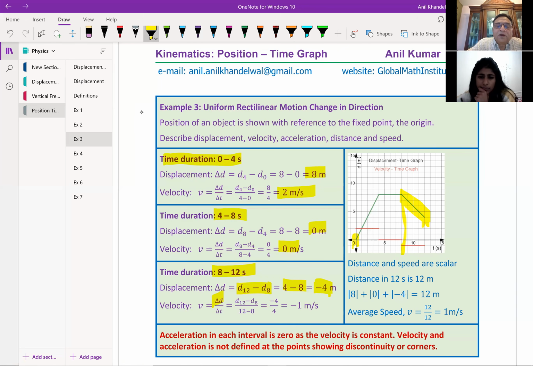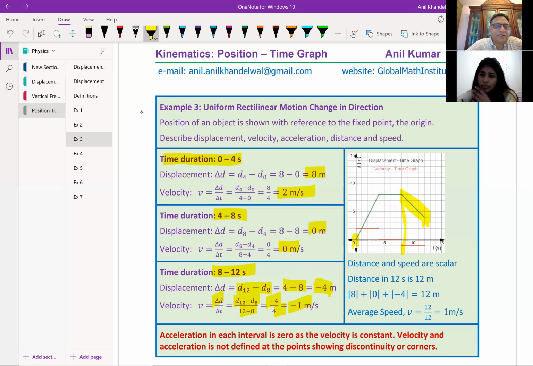The velocity, which is displacement over time, will also be negative in this interval. So -4 divided by 4 is -1 meters per second, correct? That's the velocity for this section only. The other two are the same as before. Perfect? So you have to put the -1 because it's going in the negative direction.